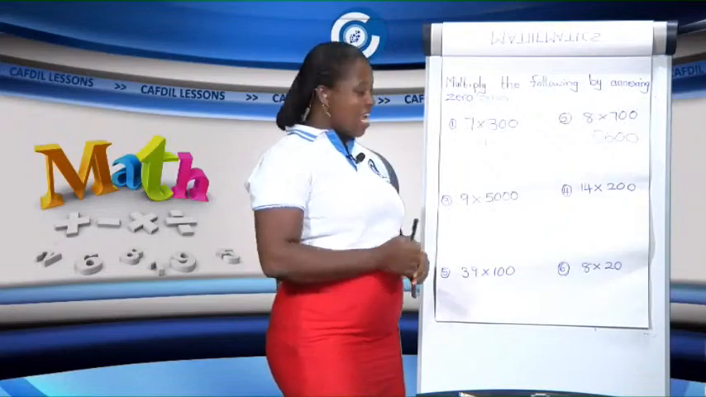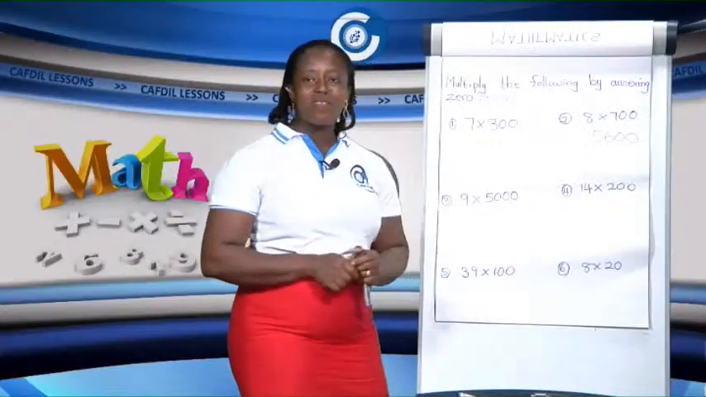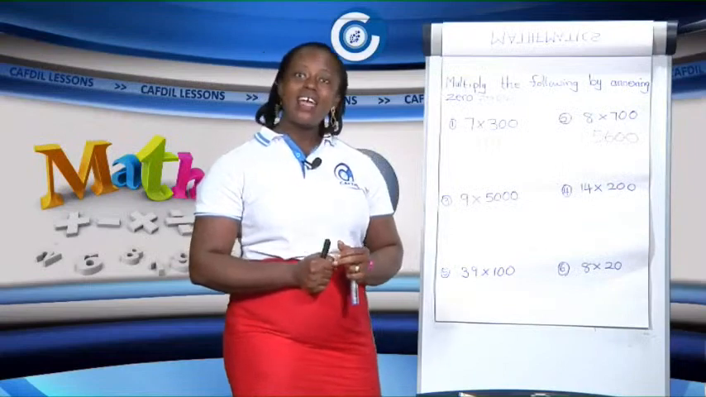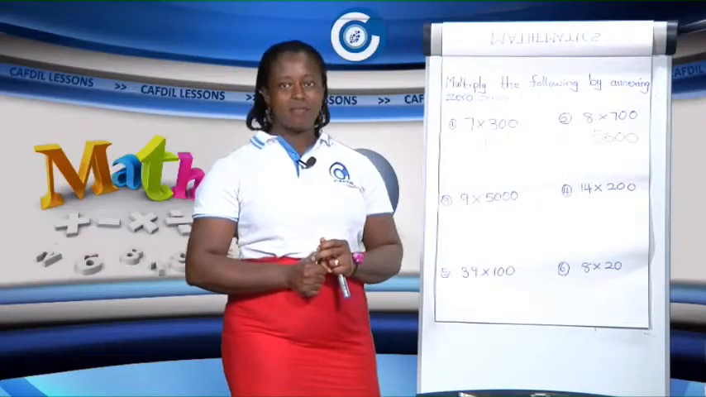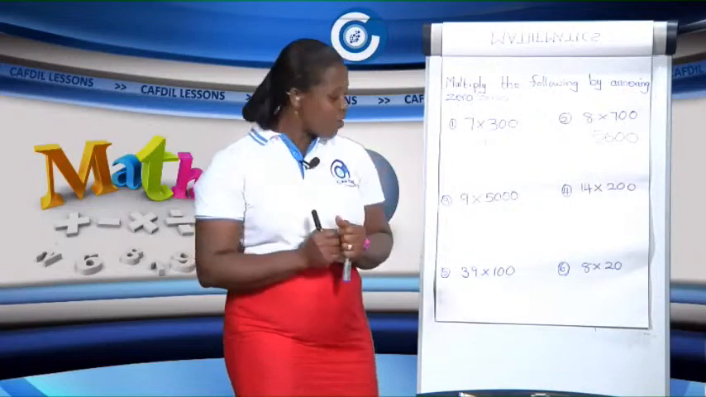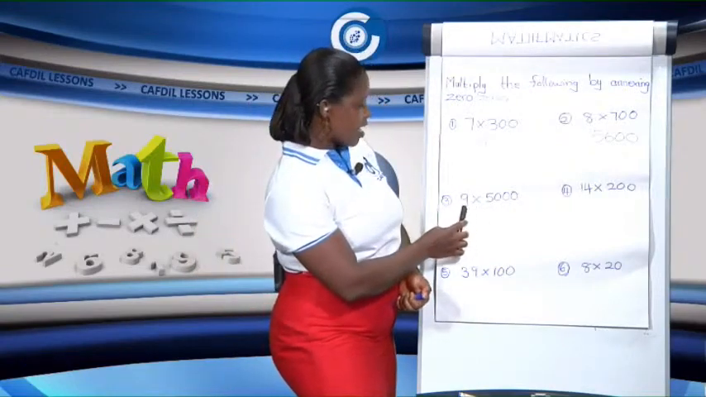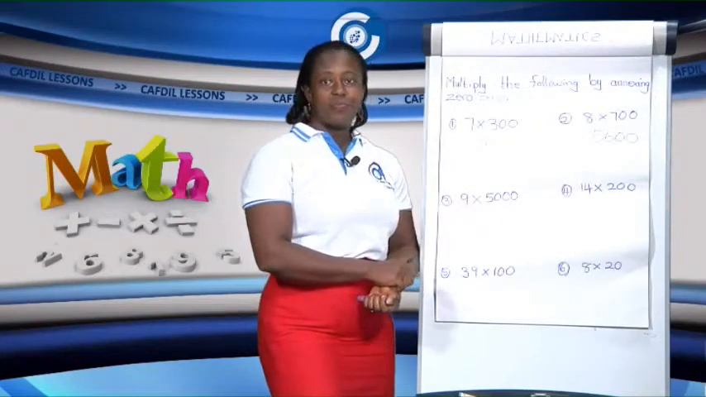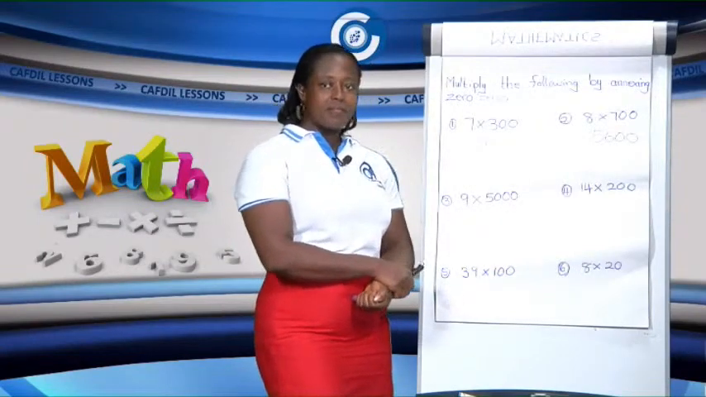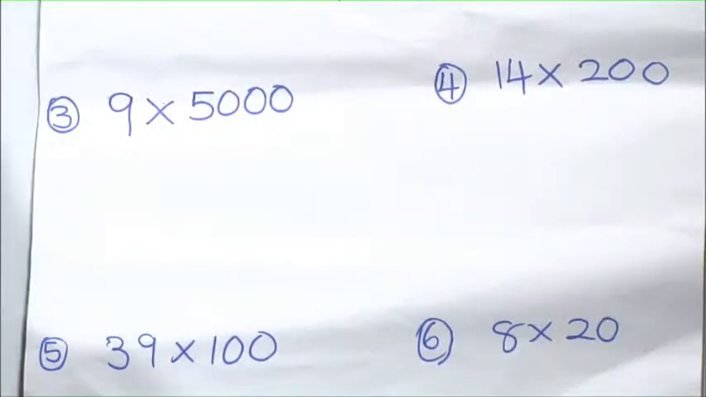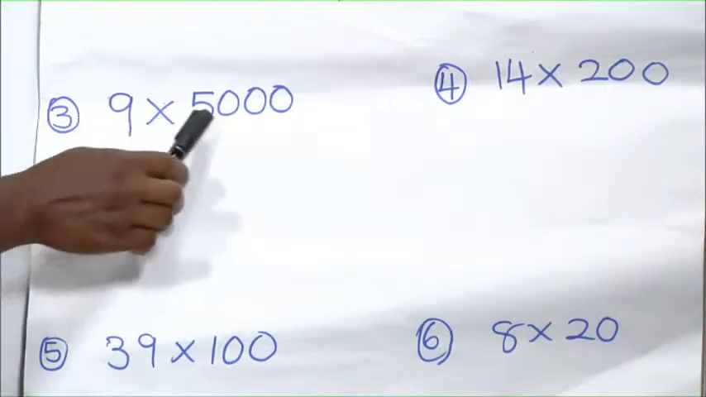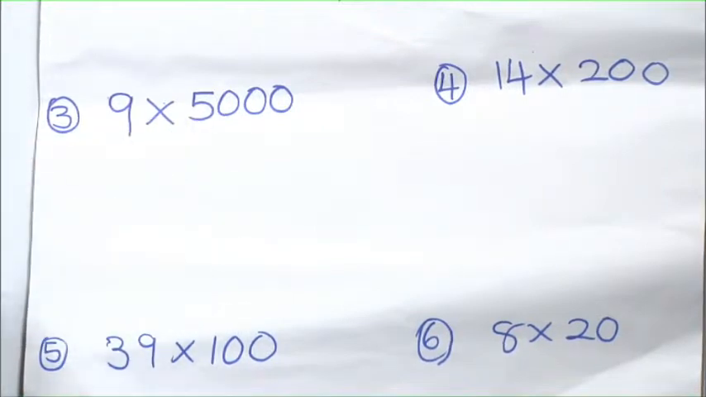Now example 3. 9 times 5,000. It is not difficult. As I told you, multiply the 9 and then 5. Quickly do that. Today I'm doing the strategy with you, so that when you get huge numbers like this, you wouldn't be scared. 9 times 5 is 45.